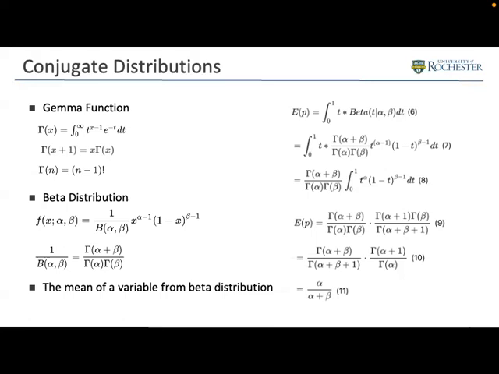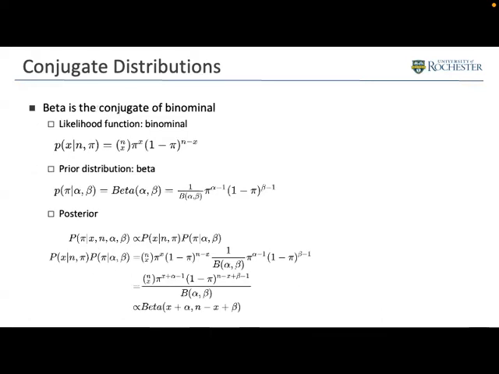So why do we need to use the beta distribution here, and why do we need to use the gamma function here? That is because the beta is a conjugate of the binomial. Why is that? Let's assume a very simple case. We have the likelihood function to be the binomial. We can also have the prior distribution to be the beta.